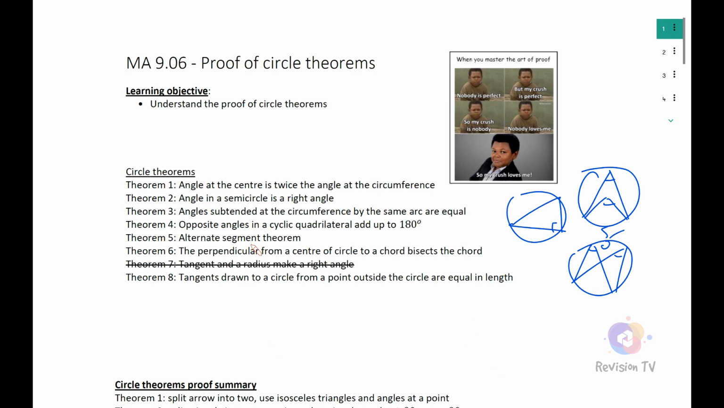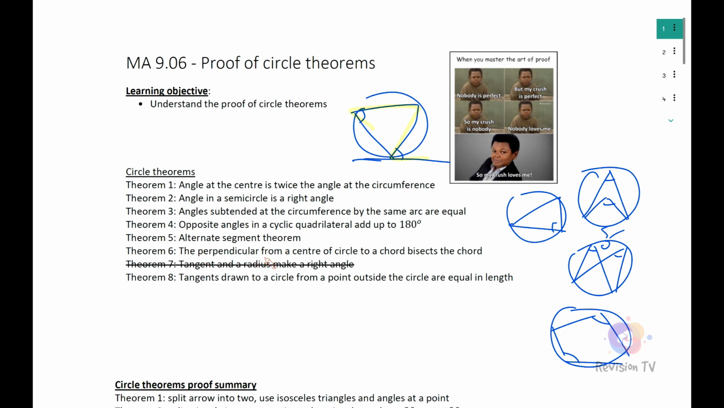Opposite angles in a cyclic quadrilateral add up to 180 degrees. Cyclic quadrilateral means a quadrilateral inside a circle, and the opposite angles add up to 180 degrees. The alternate segment theorem is a set with a hook, so it's a tangent, and then with that one, that one, that one. Why is it a set with a hook? There's a set and a hook in there.